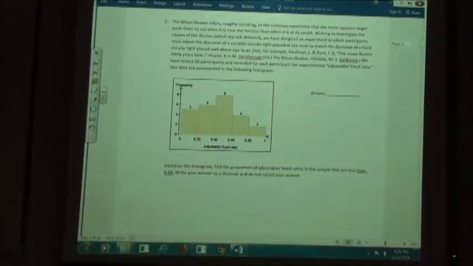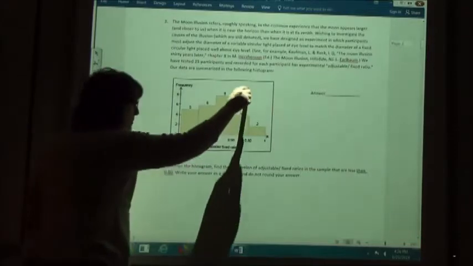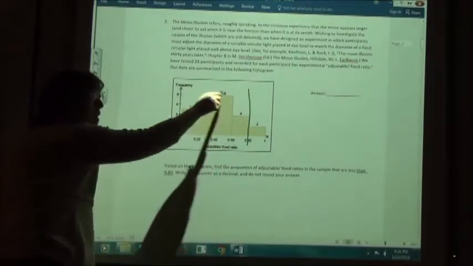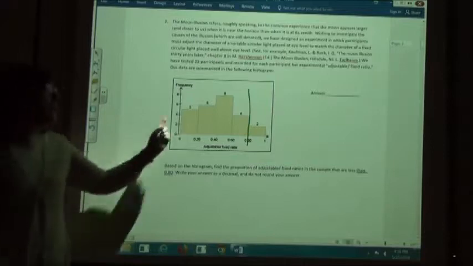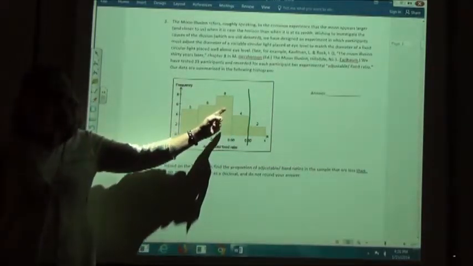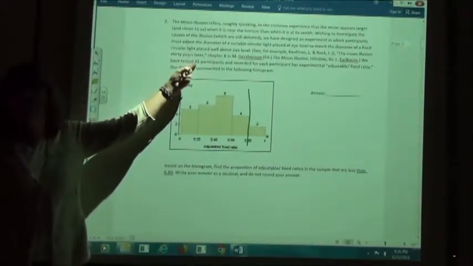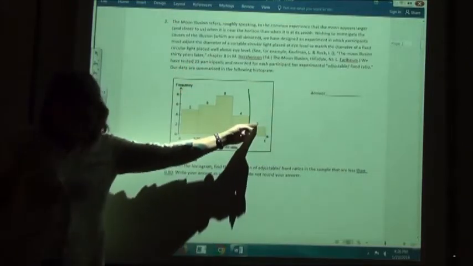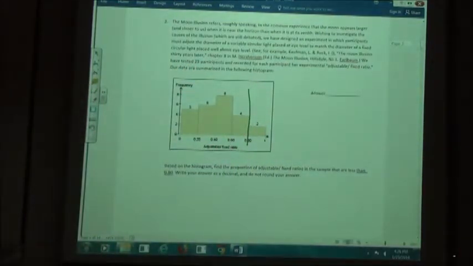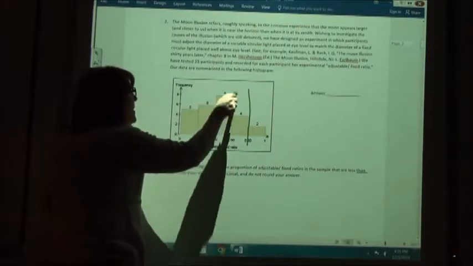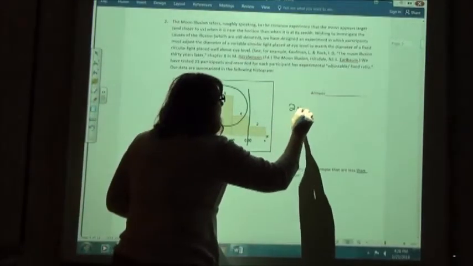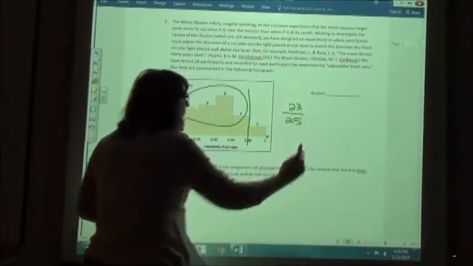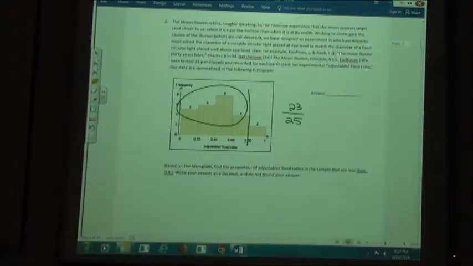So, less than 0.80, I'm going to have all of these, right? Now I could add all of those up if I wanted to, but the shortcut would be, I know my total is 25. If I only have 2 that are greater than that, how many do I have that are less than that? 23, right? There's a total of 25. 2 are in this section. That means this must add up to 23.